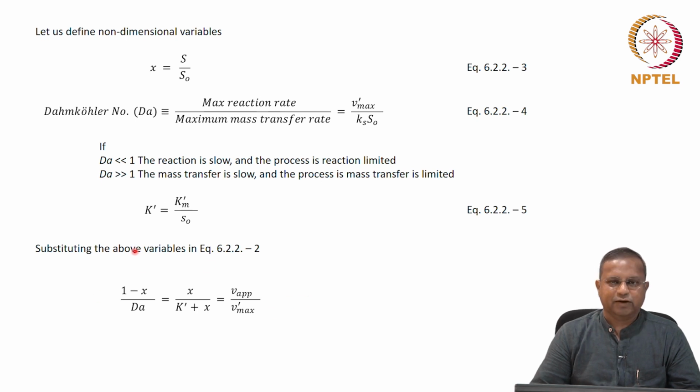I am sure you would have arrived at this: 1 minus x by the Damkohler number equals x by k dash plus x equals V apparent by V max dash. Okay. This is equation 6.2.2-6.